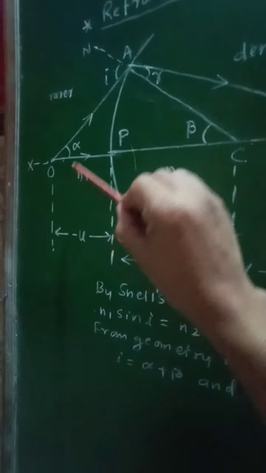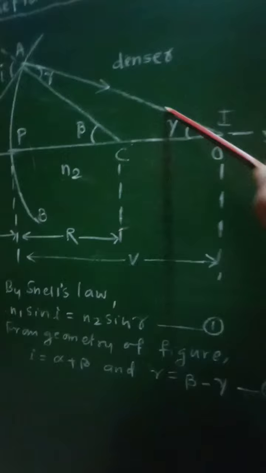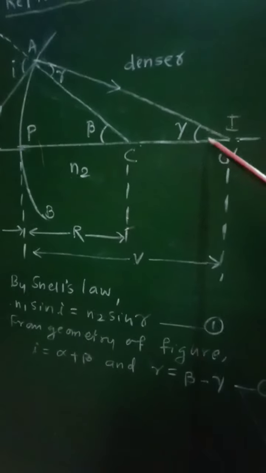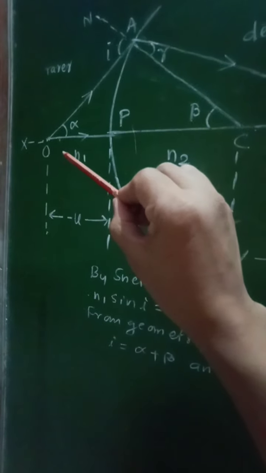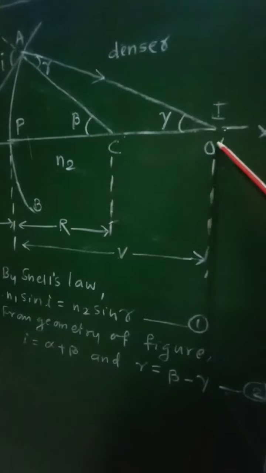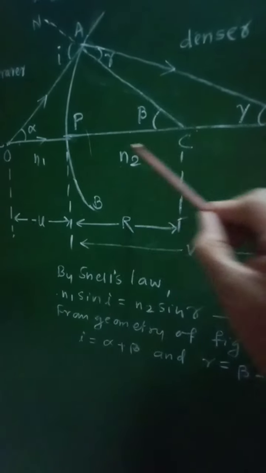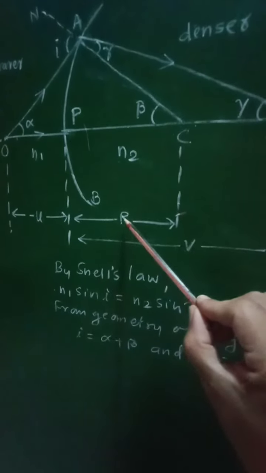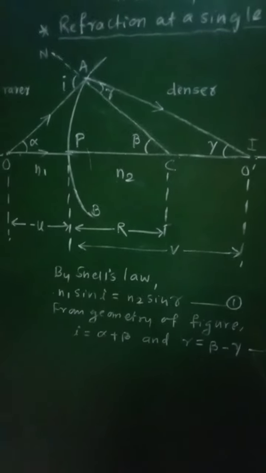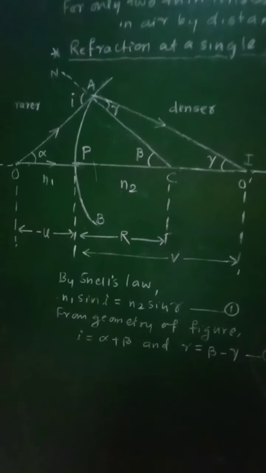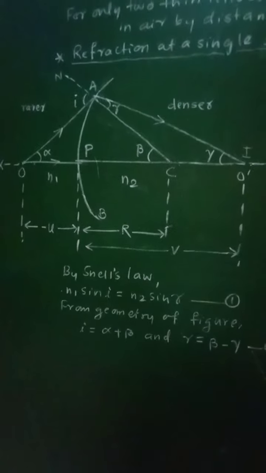OA, this ray, will represent the incident ray and then it will get refracted along AI. So it will meet at point O dash, and therefore the object is at point O and its image will be formed at point O dash. This PC distance will be nothing but the radius of curvature of that spherical surface, and therefore this diagram will be described in detail like this.